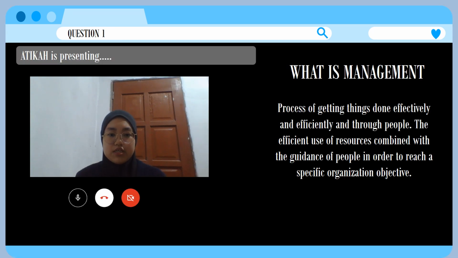Question number 1 is, what do you understand by the term management? Management is the process of getting things done effectively and efficiently through people. It is the efficient use of resources combined with the guidance of people in order to reach a specific organization goal.